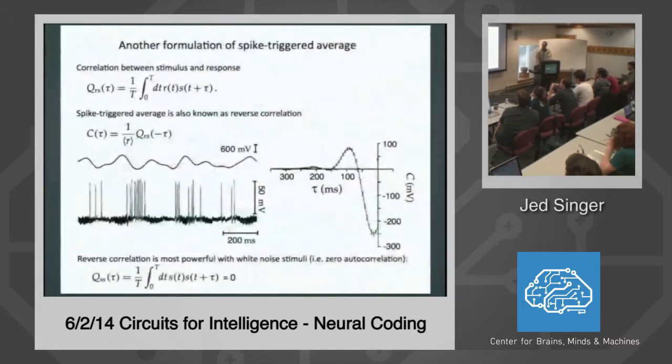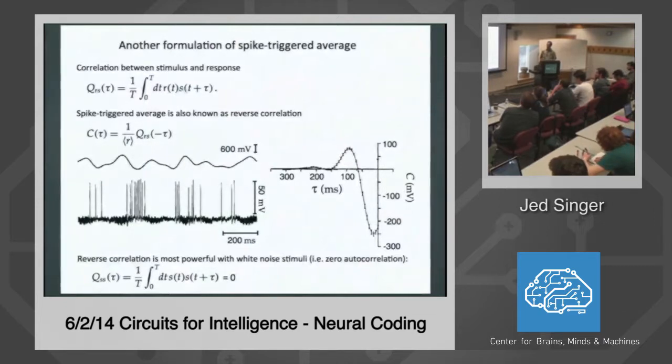So another way of looking at the spike-triggered average ends up being called the reverse correlation. And so first of all, let's just define the correlation between stimulus and the response, also known as the rate-stimulus correlation. So this is just the correlation between the firing rate at time t and the stimulus at time t shifted by some offset tau. And it turns out that the spike-triggered average is functionally equivalent to reverse correlation, so-called reverse correlation because of the negative sign here.